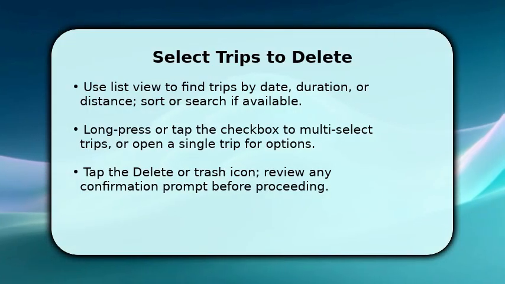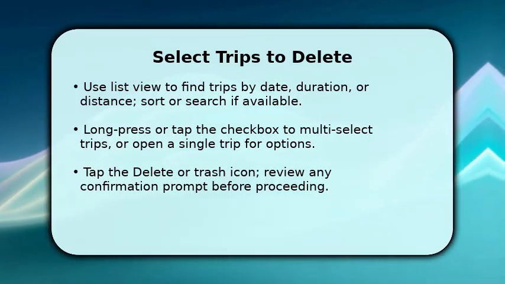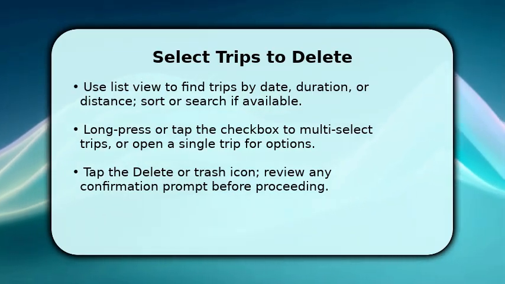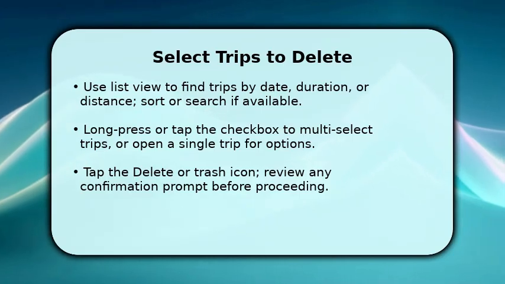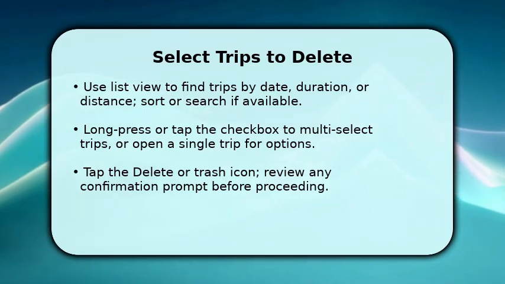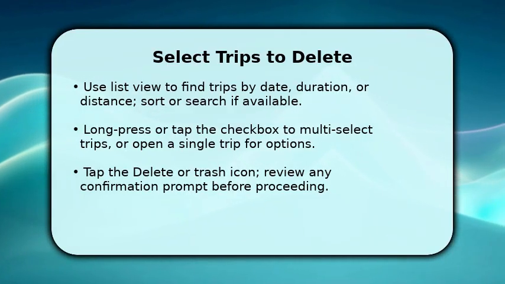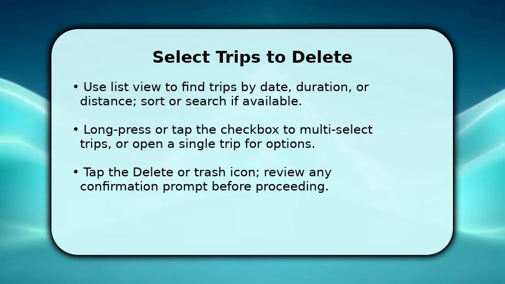You'll now choose which trips to remove. In the trip list, sort or use search to filter by date, distance, or duration so you don't delete the wrong entries. Once you see the target trips, long press an item to enable multi-select mode or tap checkboxes beside each trip. For single deletions, open the trip details and locate the delete option. After selecting, tap the trash or delete button and read the confirmation message carefully before you confirm removal.